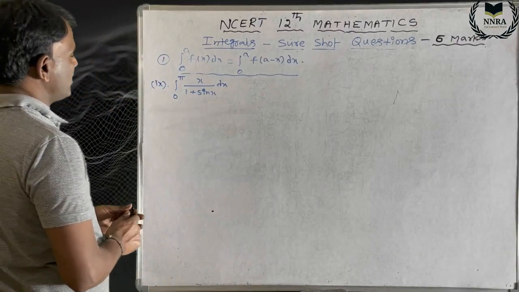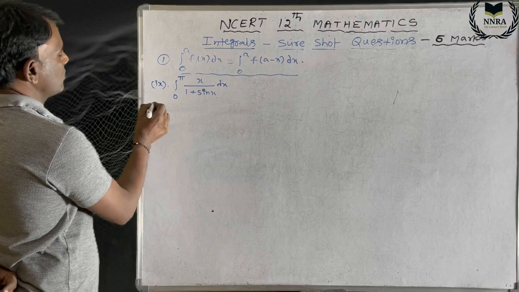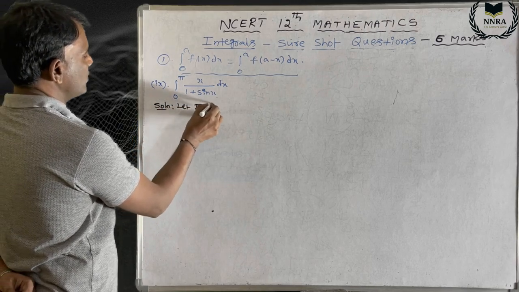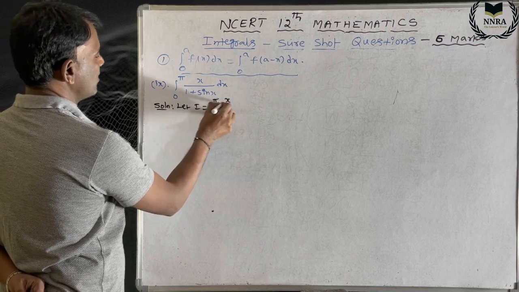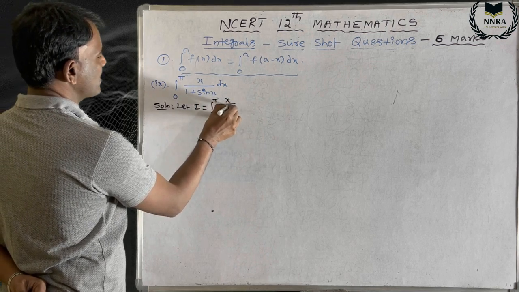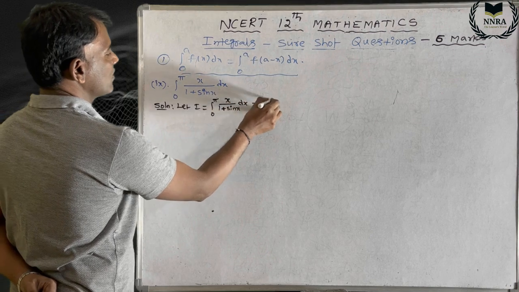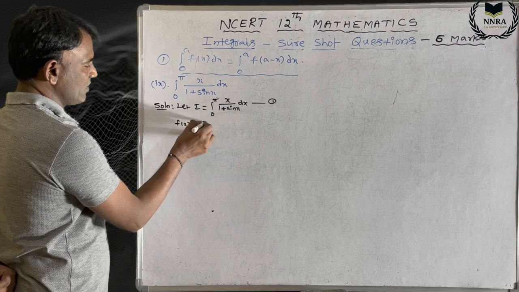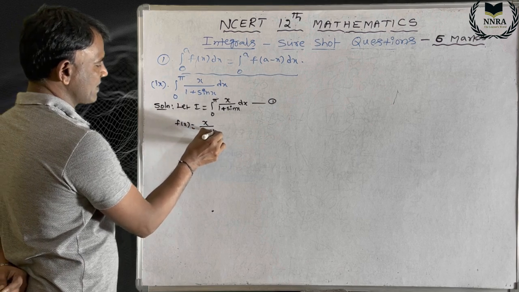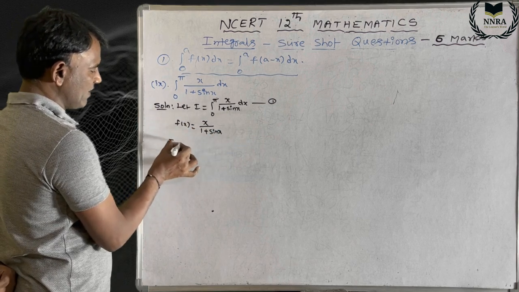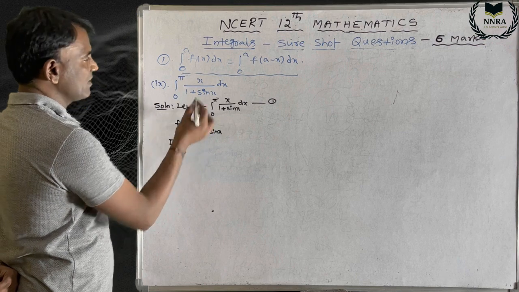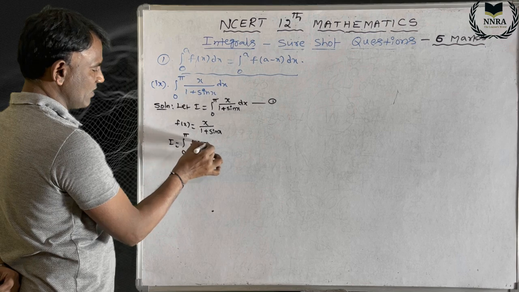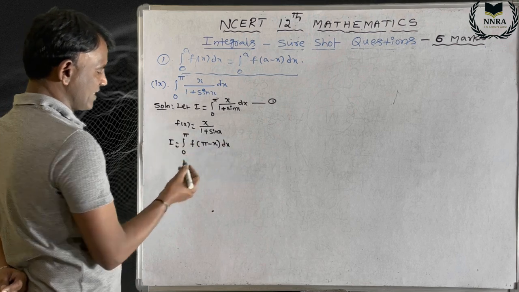Okay, now this is the 9th question. So what's the value here? Let I equal to integral 0 to pi x divided by 1 plus sin x into dx, right? So now this is equation number 1, and f of x equal to x by 1 plus sin x. And again write one more I value that can be written as 0 to a f of a minus x, where a equal to pi, then pi minus x into dx.